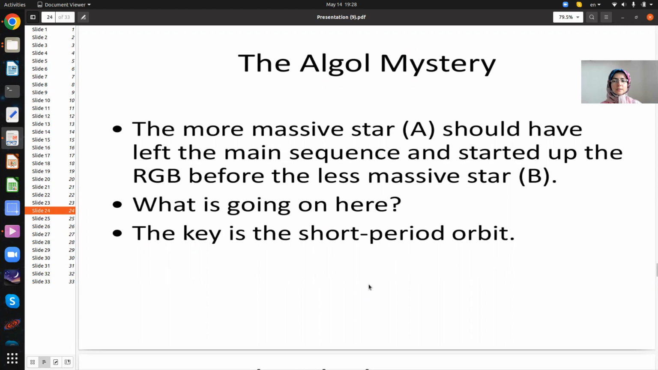The more massive star A should have left the main sequence and started up the red giant branch, or RGB, before the less massive star B. What is going on here? The key is the short period orbit, and it means that they are so close to each other.